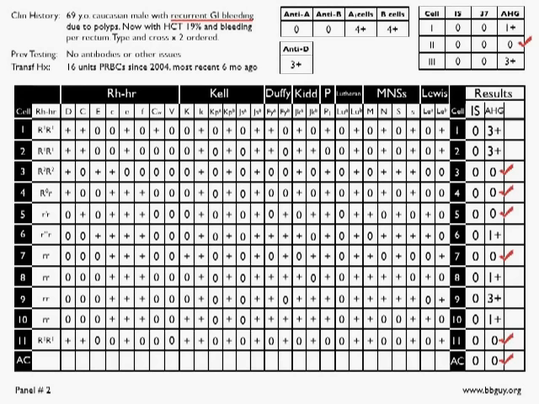He continues to bleed. They want to type and crossmatch. He has no history of antibodies. However, he's been transfused 16 units since 2004, most recently 6 months ago.